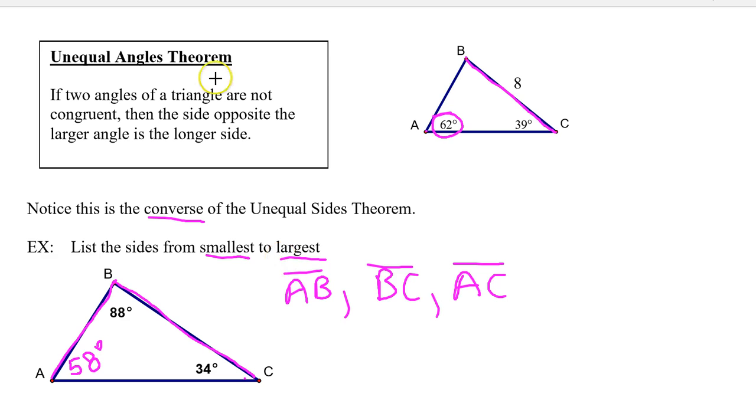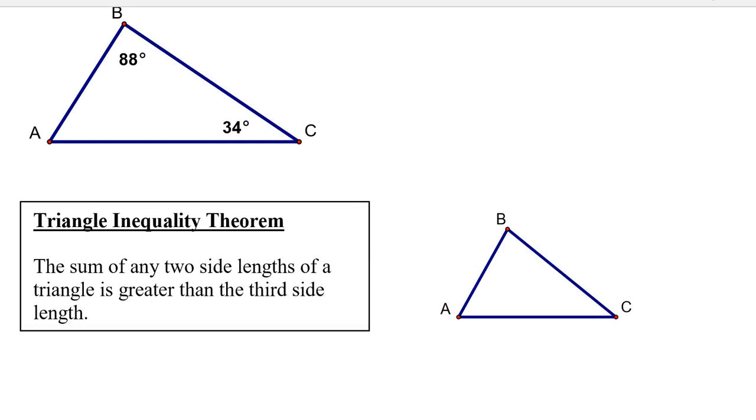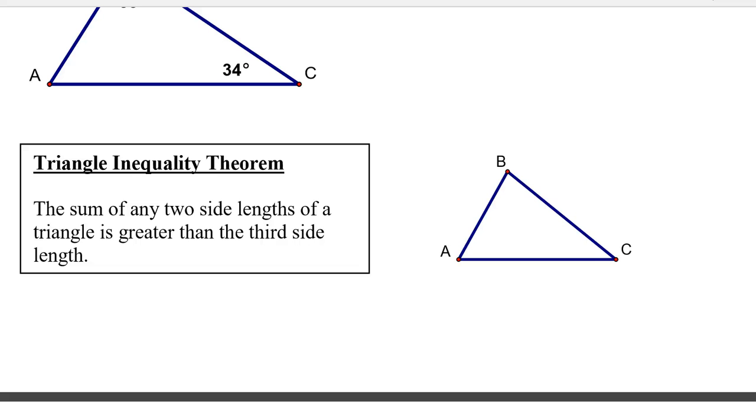Again, make sure you understand the difference in the two theorems. In the unequal angles theorem, they gave us the angle measurements, and from that we were able to order the side lengths. Scrolling down here, next we come across the triangle inequality theorem.